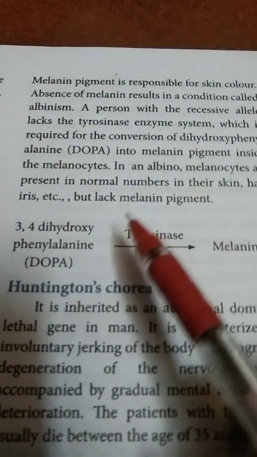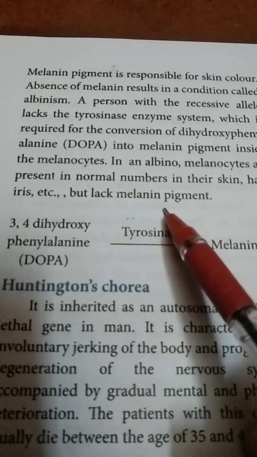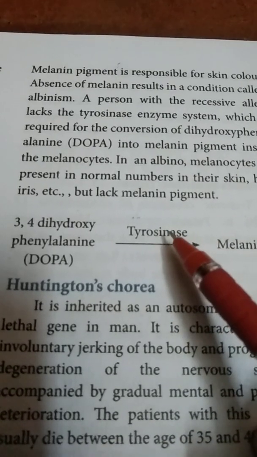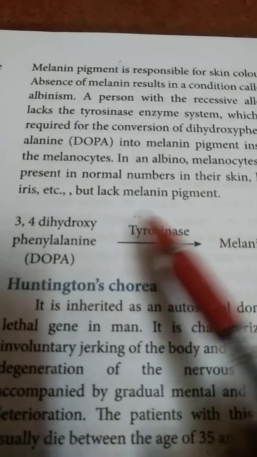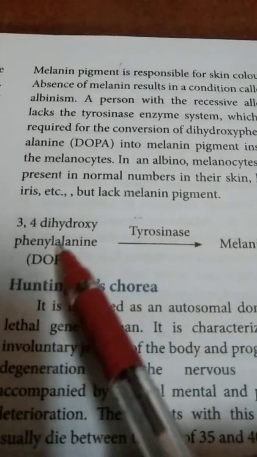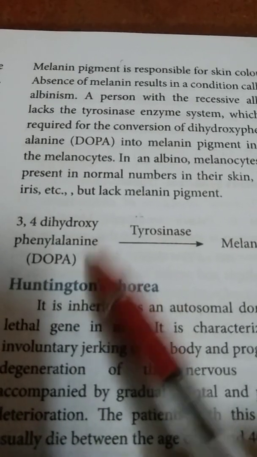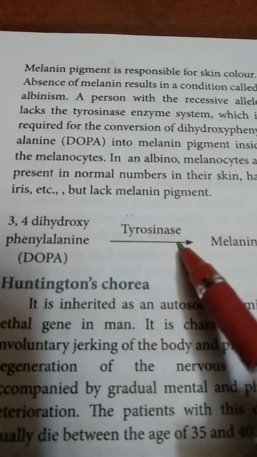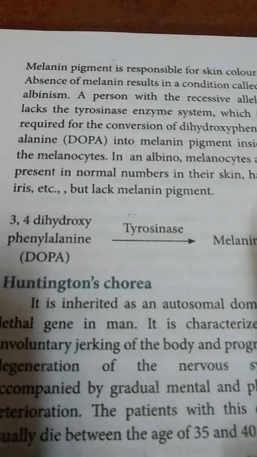Underline that. Okay, so next, why does it occur? Because of the recessive gene, and the tyrosine enzyme system is absent in that person. So what happens now? 3,4-dihydroxyphenylalanine wants to convert into melanin, but because of the absence of this enzyme it is not converted. So lack of melanin pigment occurs.